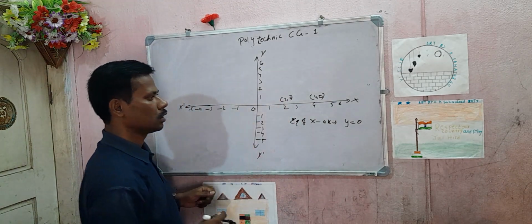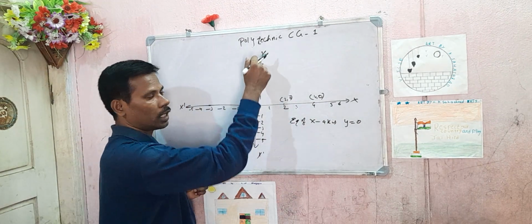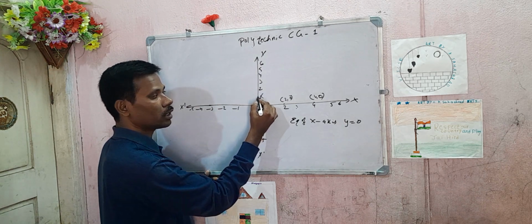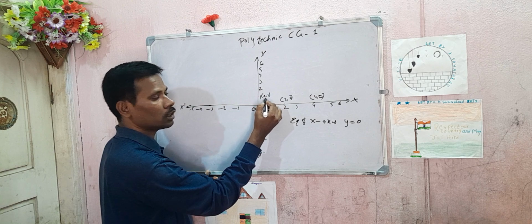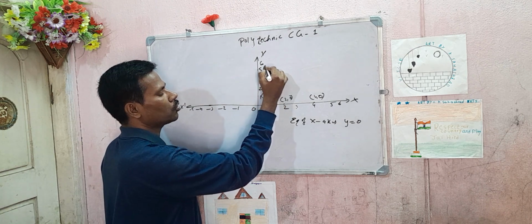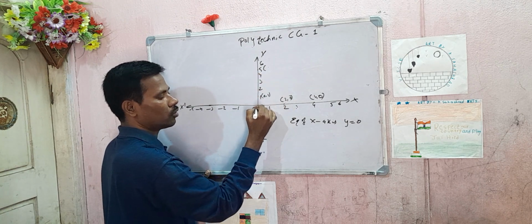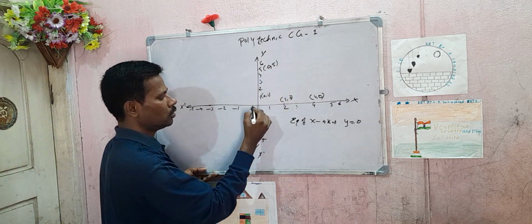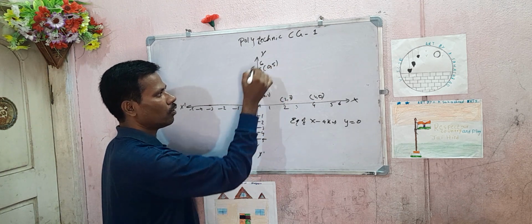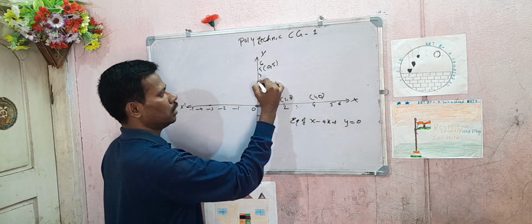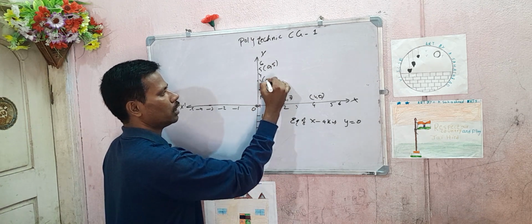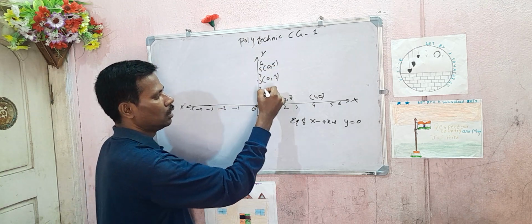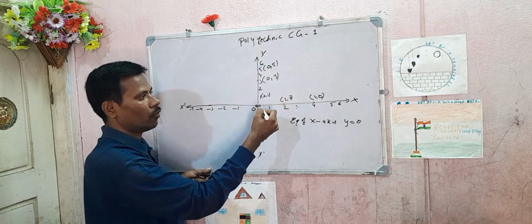Next, equation of y axis. I am marking this point here. X coordinate is not there, so 0. Y coordinate is 1. Mark the point here. X coordinate is 0, y coordinate is 5. Next, mark a point here. X coordinate is 0, y coordinate is 0. Here what do you see? What is the equation of y axis?